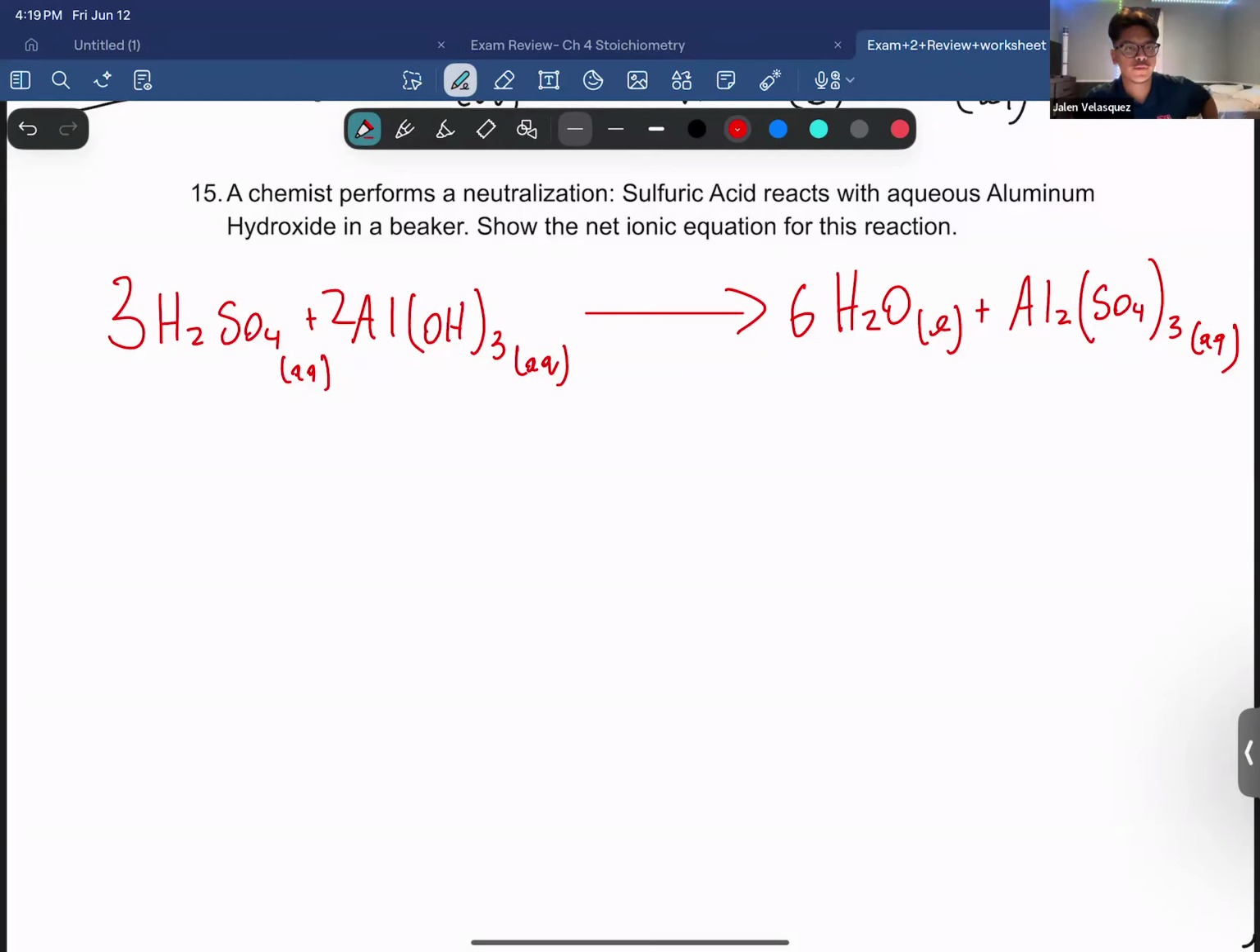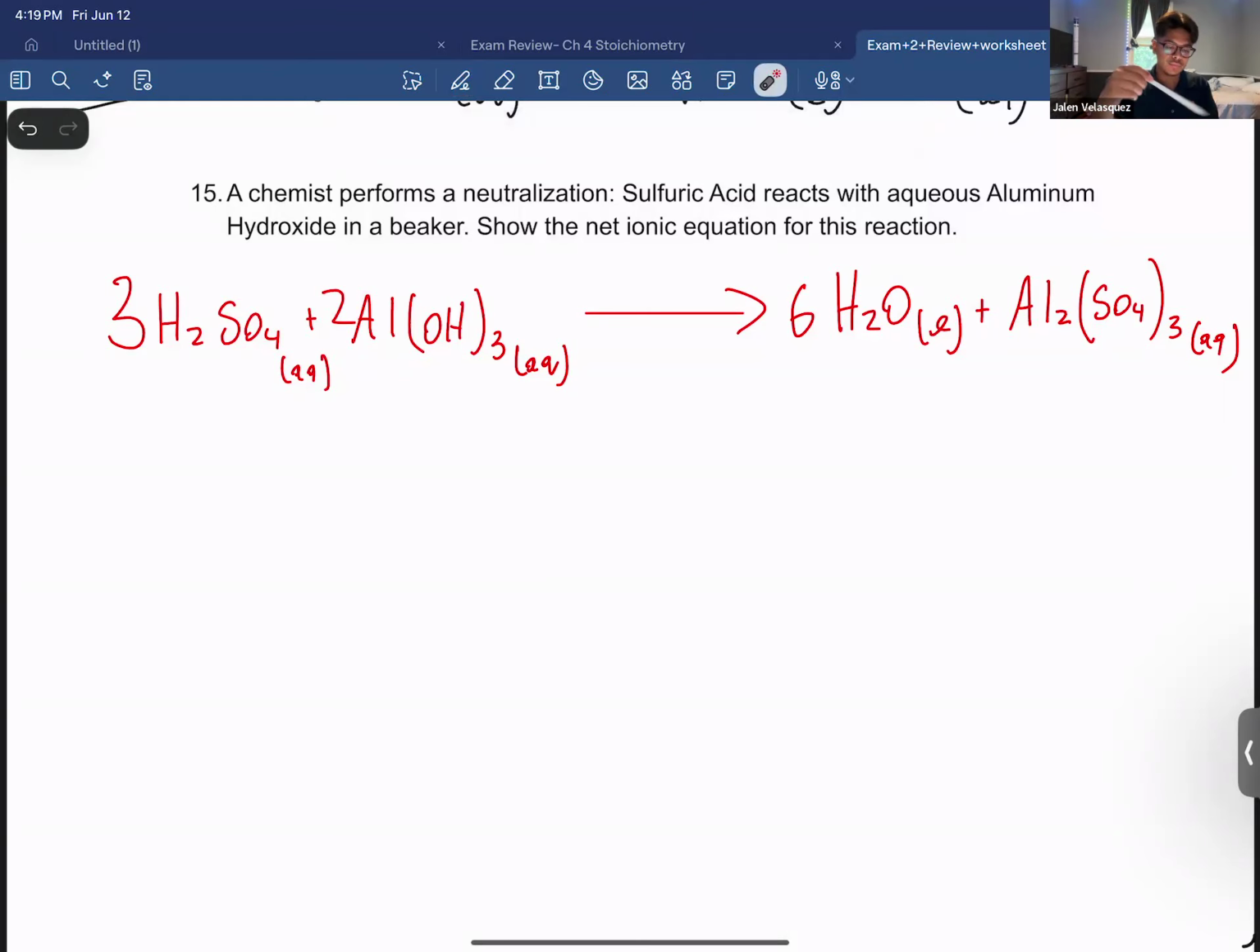All right, so we can start to go through this problem. Like I said, I wrote out for you the balanced chemical equation. Sulfuric acid here is reacting with aluminum hydroxide. So you need to be able to tell what the properties of these are. Obviously it's an acid-base reaction, right? And you need to be able to know what the relative strength of these acids and bases will be. Sulfuric acid is a strong acid. Aluminum hydroxide is a weak base.